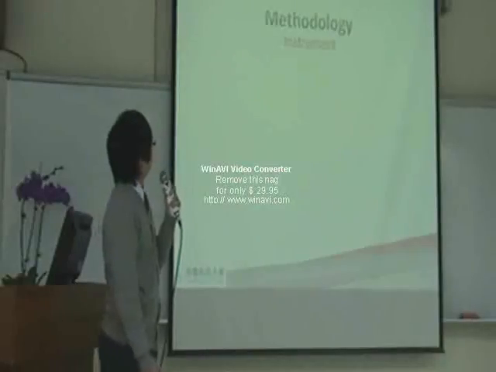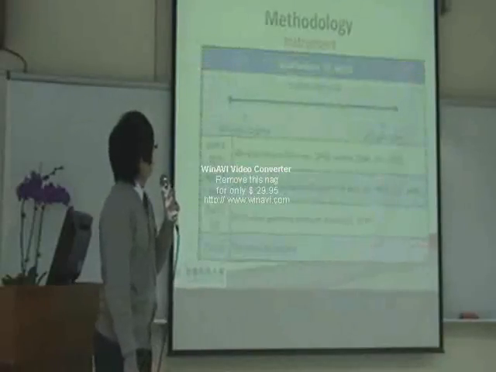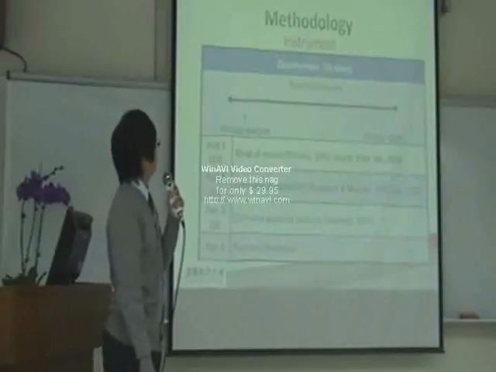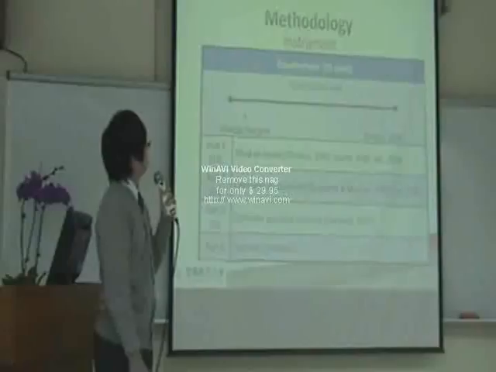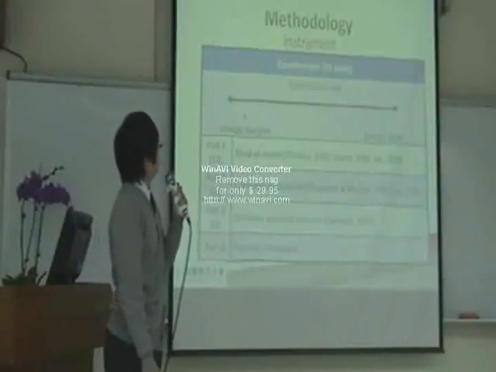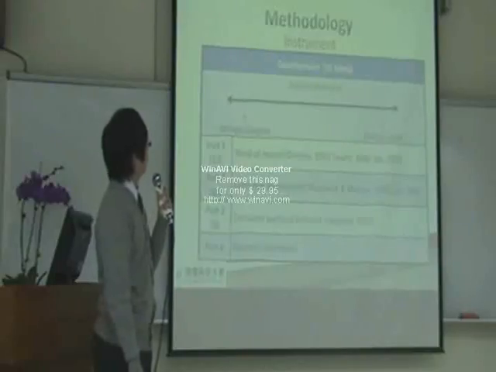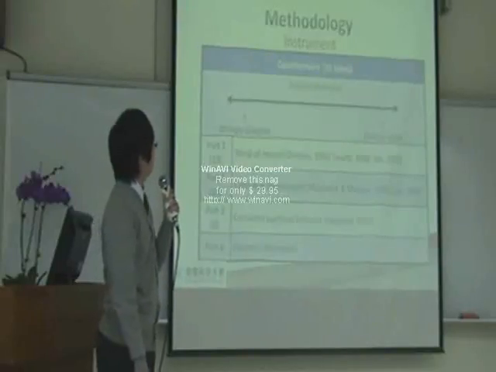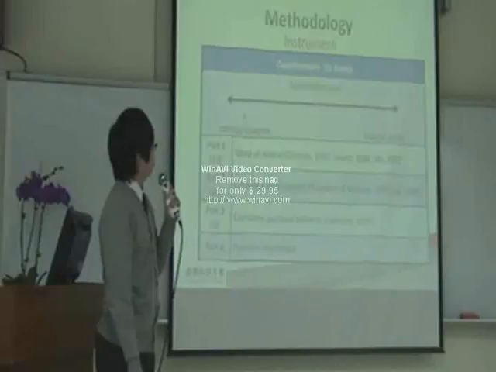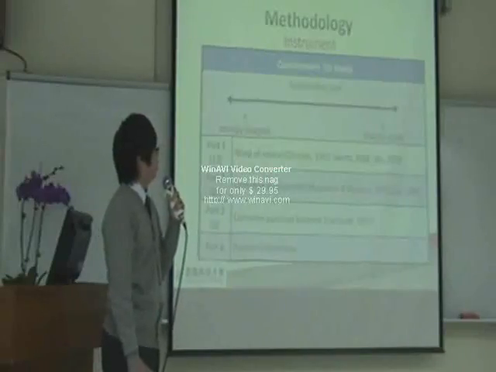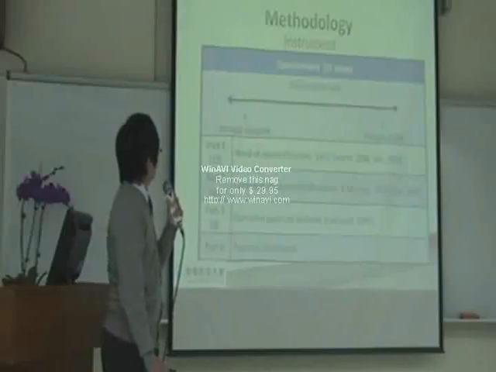And it is the instrument part. I will use a questionnaire to do the research. It totally includes 31 items, and I use a 5-point Likert scale to rate consumers' opinions, in which 1 means strongly disagree and 5 means strongly agree.